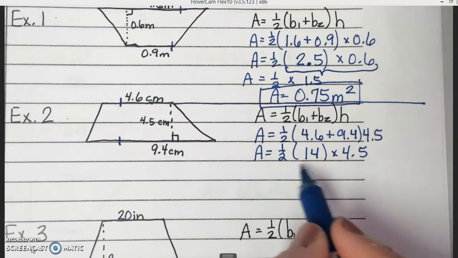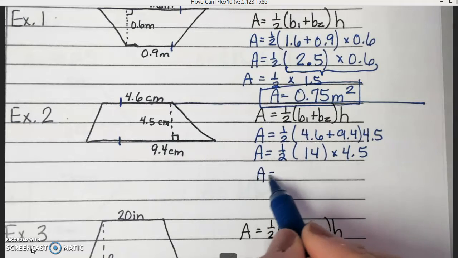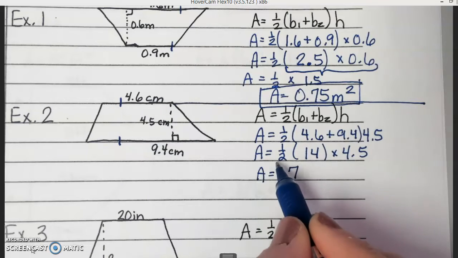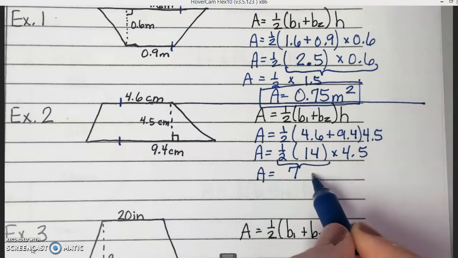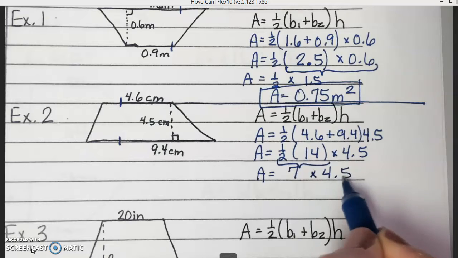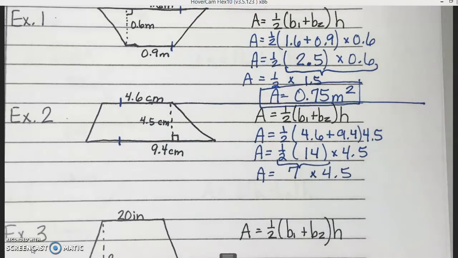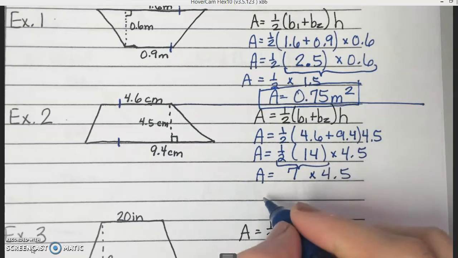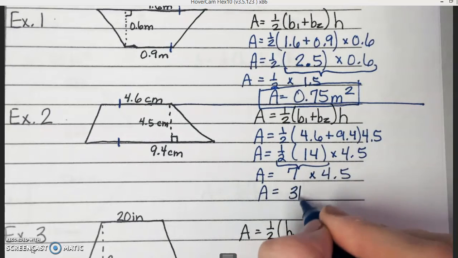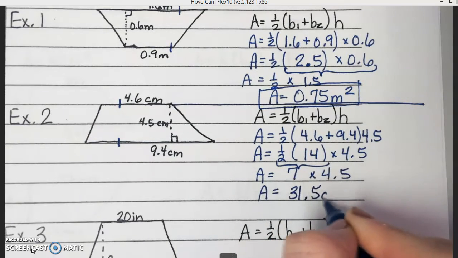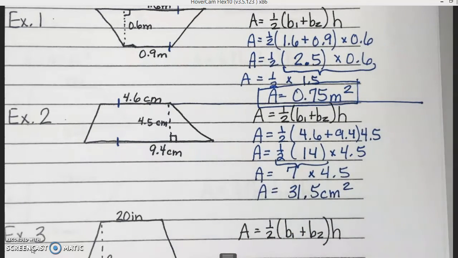All right, so I'm going to go ahead and half 14, which is 7. So I did that first, and then I'm going to multiply by 4.5. So 31.5, yes. So the area equals 31.5 centimeters squared.